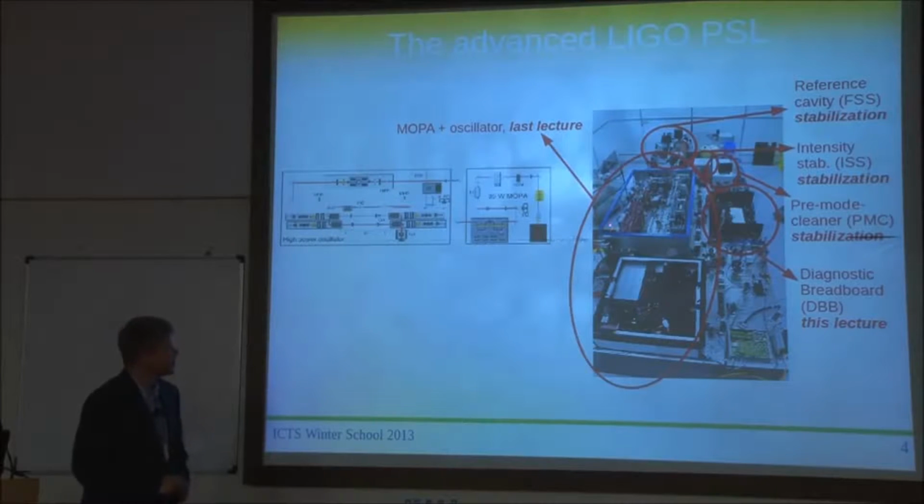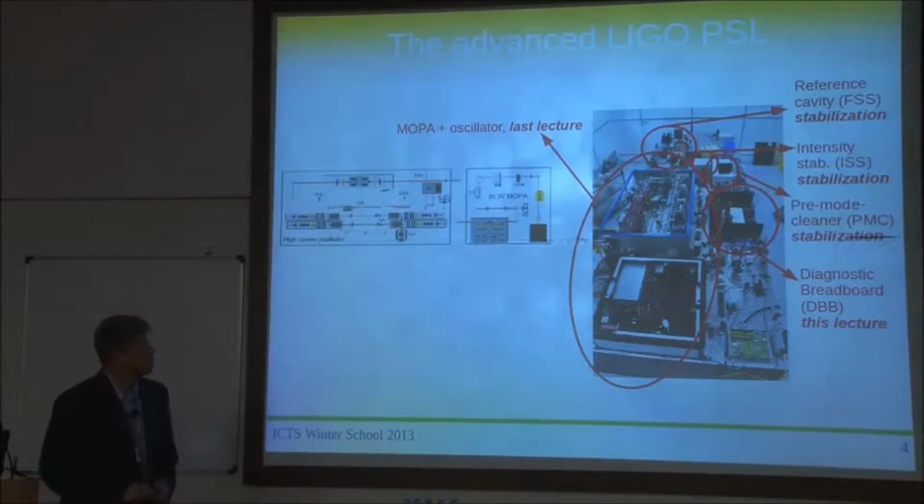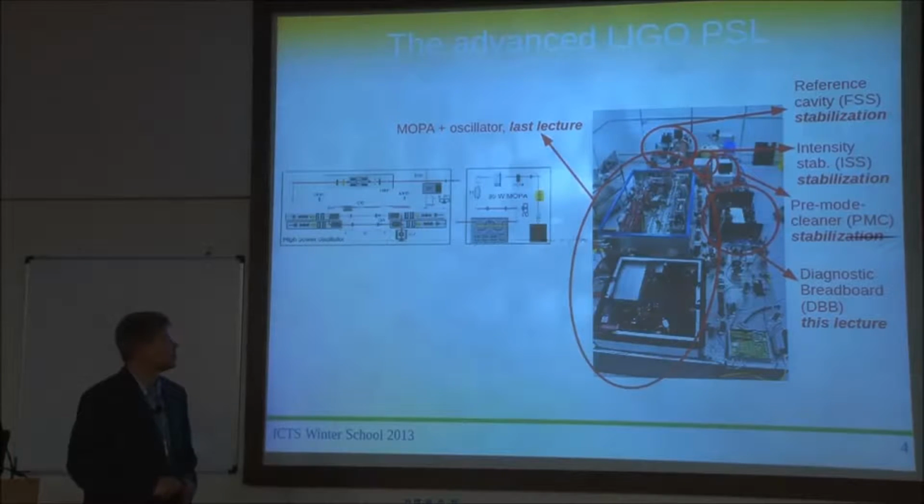Yesterday I talked about these two parts. That's a picture of the front end, and that's the oscillator. Then there are a couple of other components on that table. For example, there's a reference cavity for the frequency stabilization, there is a little box for the intensity stabilization, and there's another box which includes a pre-mode cleaner. I'm going to talk about these components in one of the next lectures.